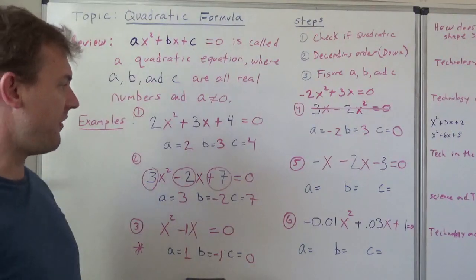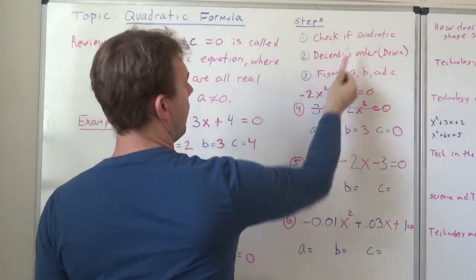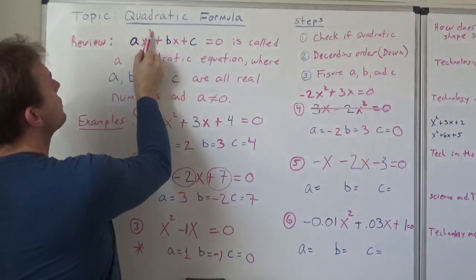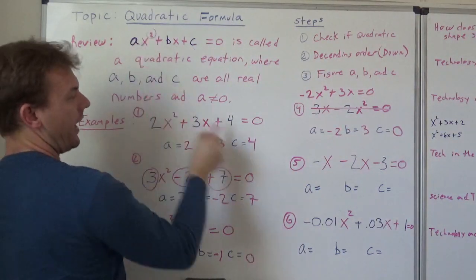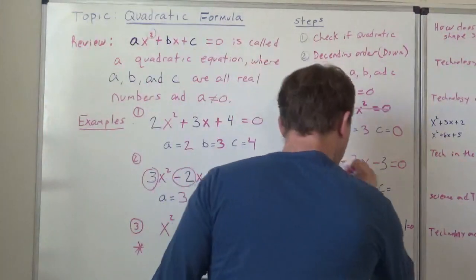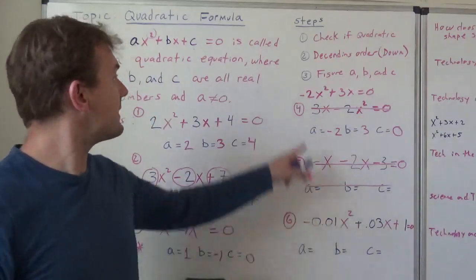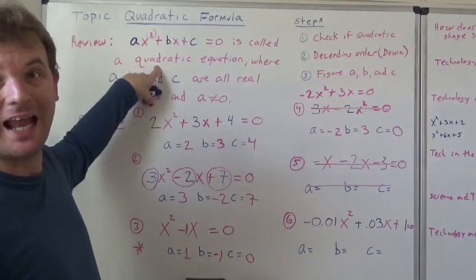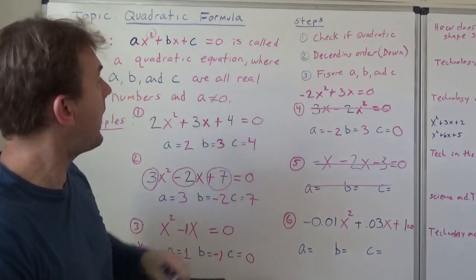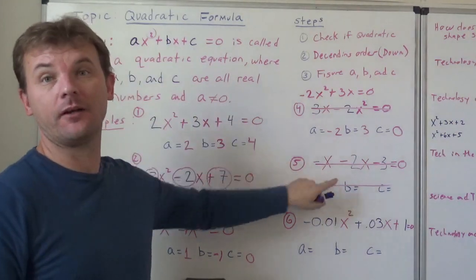Look at number 5. Check for quadratic. Well, first off, where's the squared? There's no squared, so technically this one's not quadratic. Can't do it because it's not a quadratic. A quadratic has to have a squared in it. This doesn't have a squared in it anywhere.